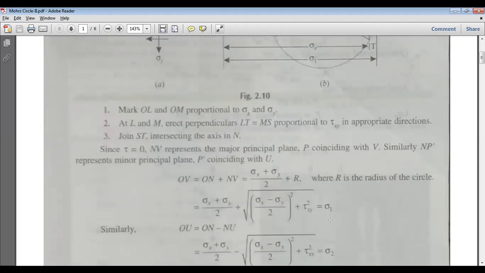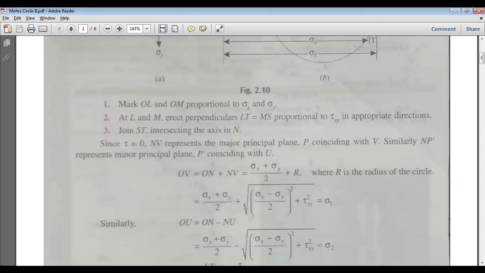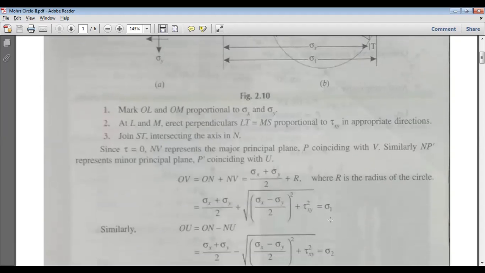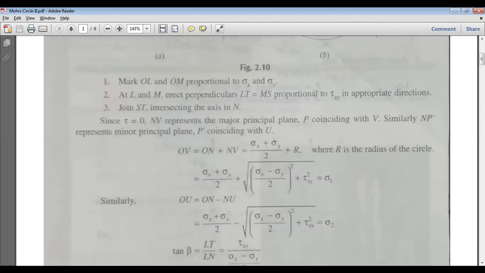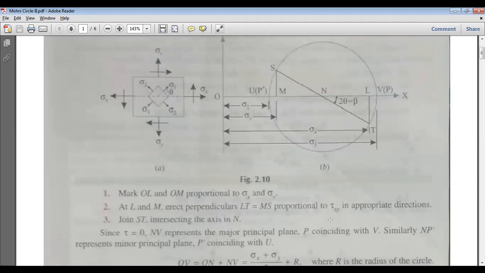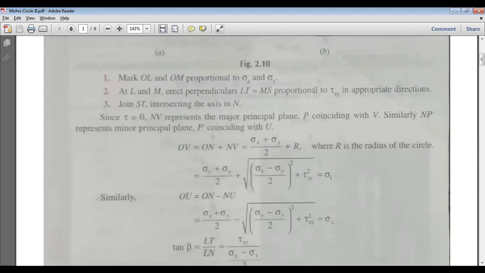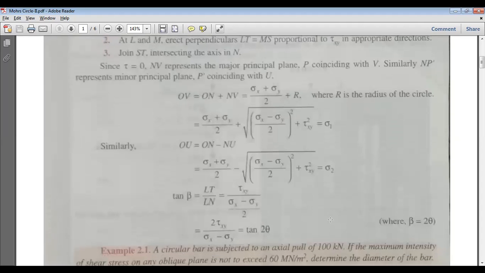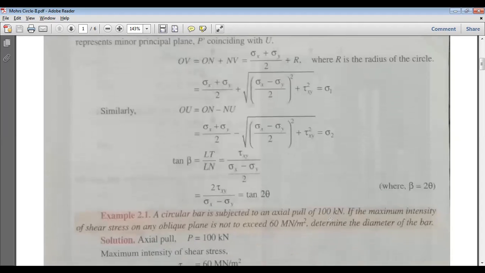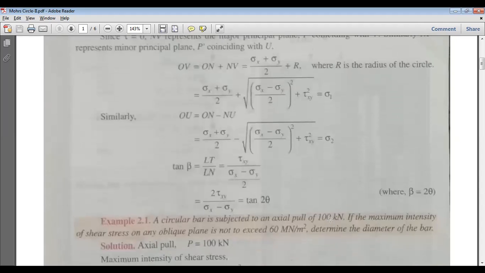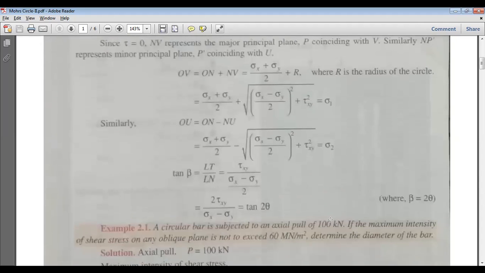So again, we will be taking some solved examples to sail through the Mohr circle well. So okay, you can see we have found sigma x plus sigma y by 2 plus r. So these are the analytical relationships. So analytical relationships we have found. Once we have found the analytical relationships, we will be able to solve the problem.